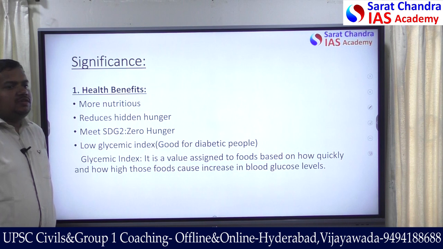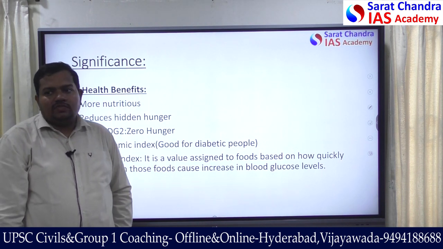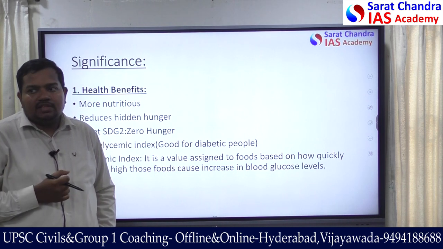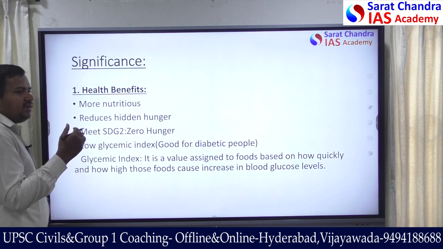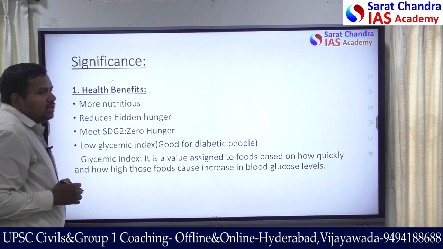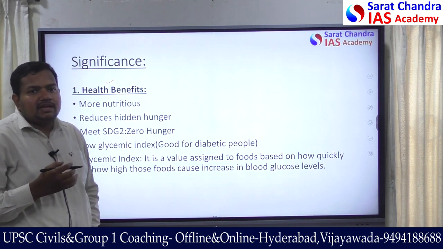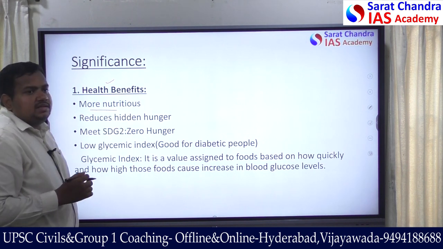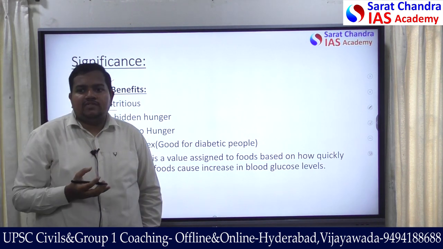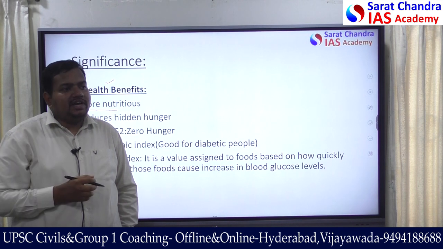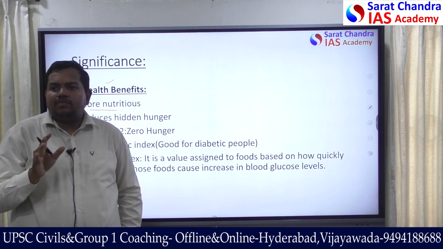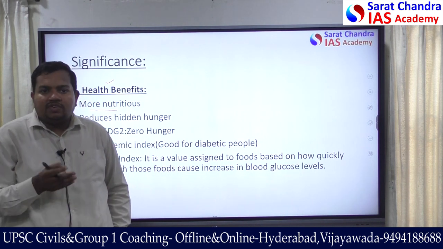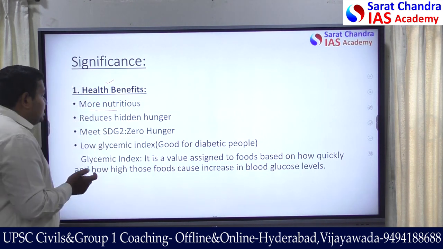So, with respect to millets, significance of the millets, that means what are the benefits that can be there with the millets? So, there can be several benefits. First, health benefits. What are the health benefits that can be there with the consumption of millets? So, first one, more nutritious. More nutritious, that is when compared with rice and wheat. Rice and wheat, from that mostly we will get carbohydrates. We don't get much nutrition, but from millets we will get nutrition also.